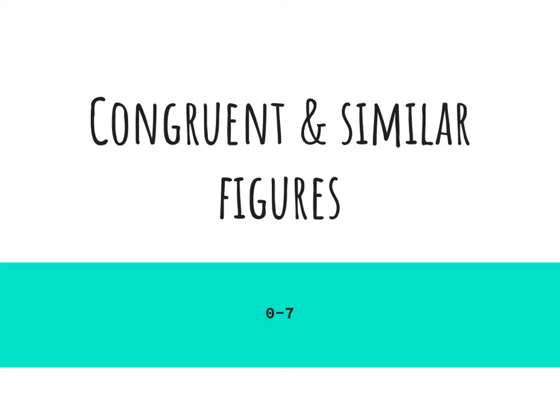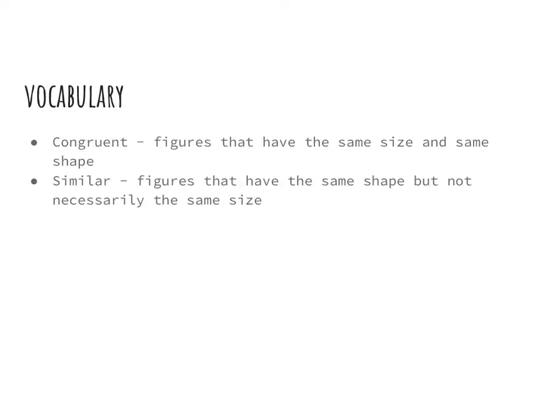Welcome to section 07. Today we're going to talk about congruent and similar figures. We only have two vocab terms for this section. The first one is congruent, and if two figures are congruent, that means they have the same size and the same shape.